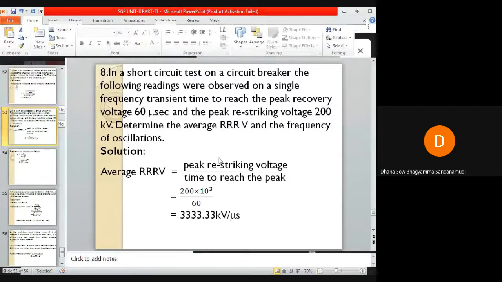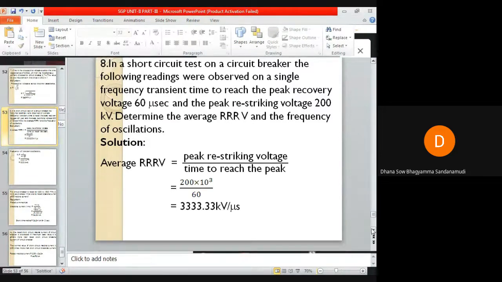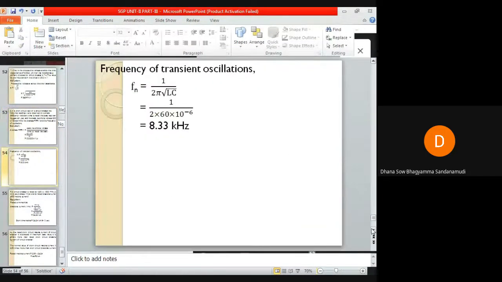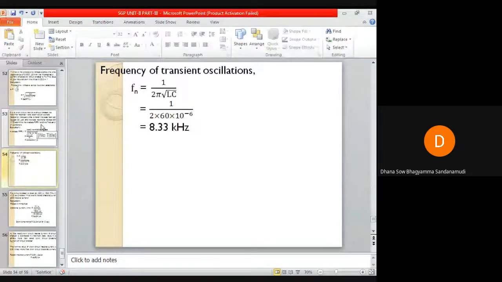So the average rate of rise of restriking voltage you have determined. The natural frequency of oscillation formula is also very well known to you. Yes, 1 by 2 pi root LC. Do you know LC? No, LC is not given in the problem. But pi root LC is nothing but T max. What is T max? T max is the time taken to reach the peak value.